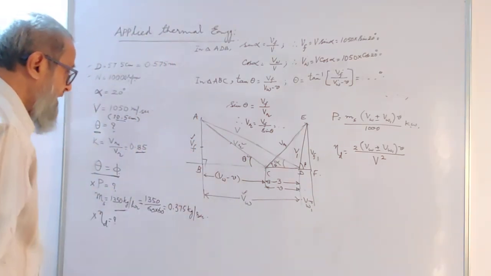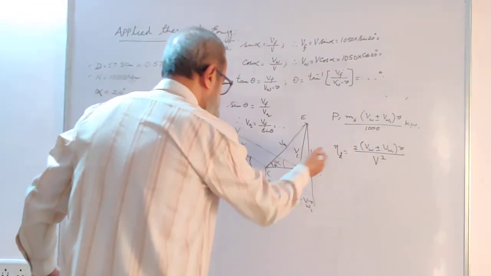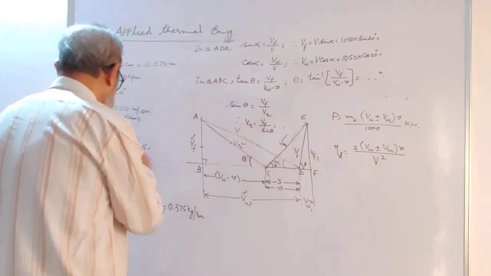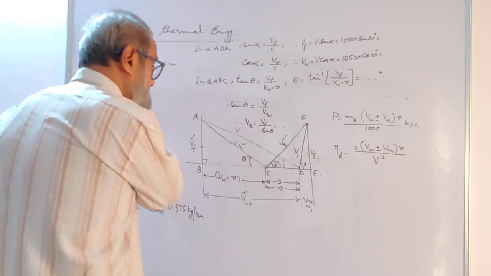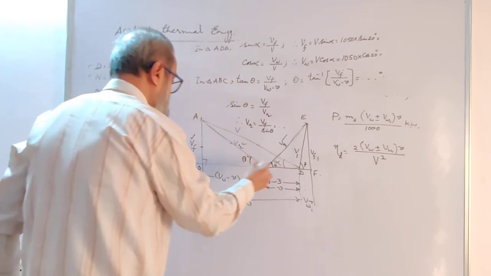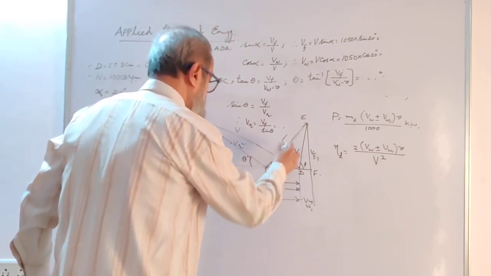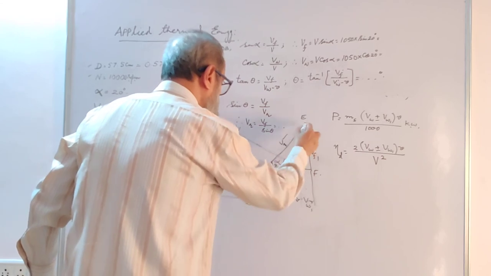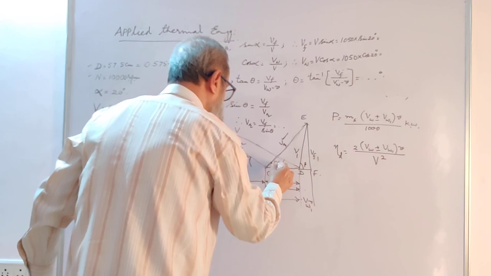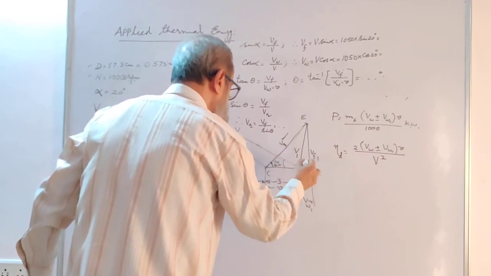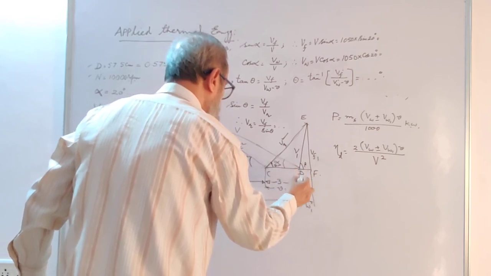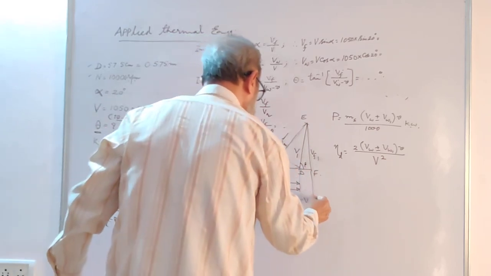So after getting the value of Vr, here you come to this side. Now you have to get Vr1. Vr1 is 0.85 into Vr. You get phi also, because phi is known. Theta and phi are equal, it is given. So you get this triangle. Now if you know Vr1 and phi, you can get this Vw1.